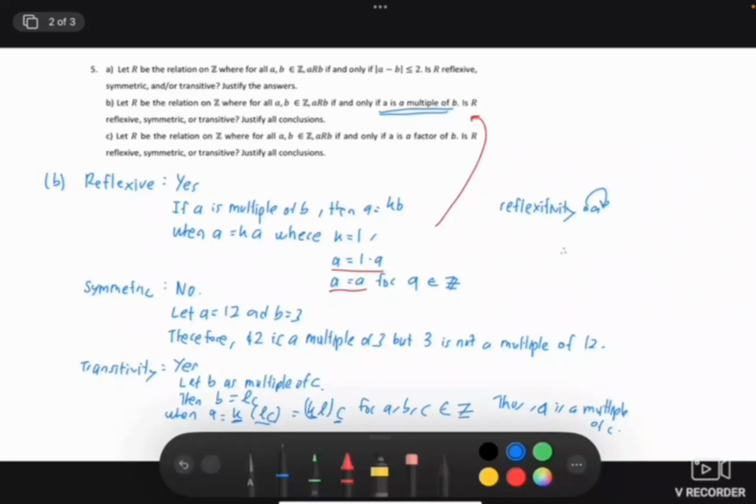So as a conclusion, we can conclude that the relation R is reflexive and transitive. But our relation R in this case is not symmetric, since it does not satisfy the definition of symmetric. So since it does not satisfy one of these three definitions, the relation R is definitely not an equivalence relation.